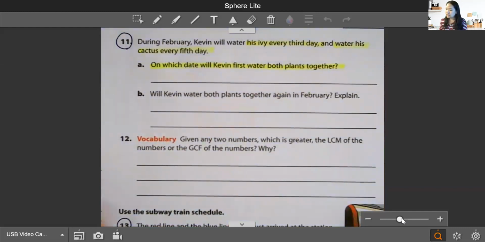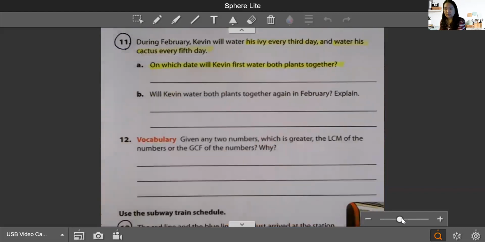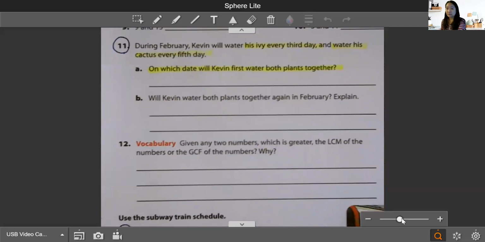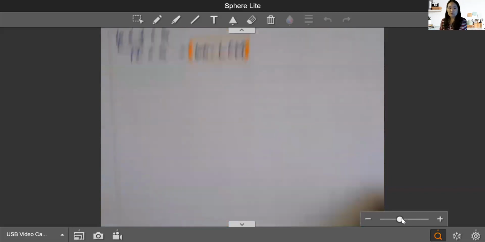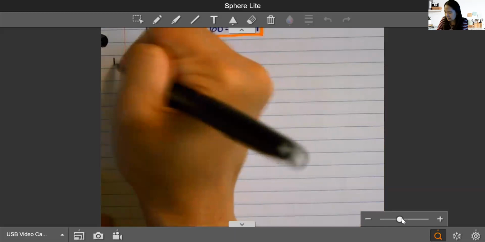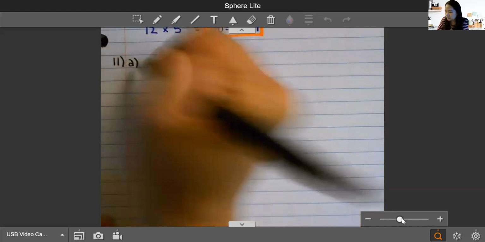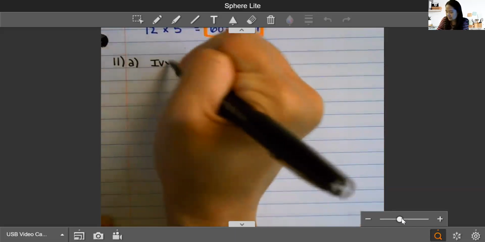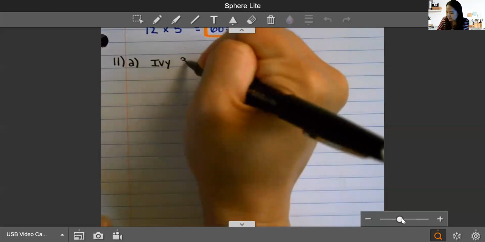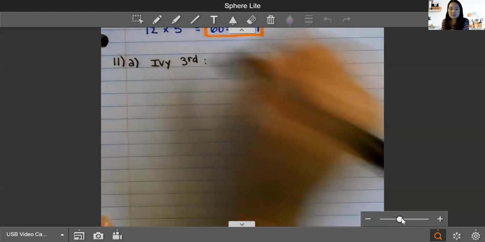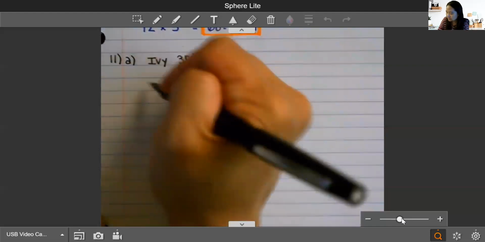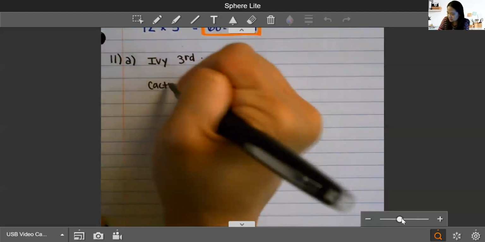I'm going to solve this problem using the listing method rather than the ladder method, okay? So on my spiral notebook, I'm going to write the following information. Number 11, A, I'm going to write ivy, 3rd day, so I'm going to write 3rd. And then for cactus, I'm going to write 5th.